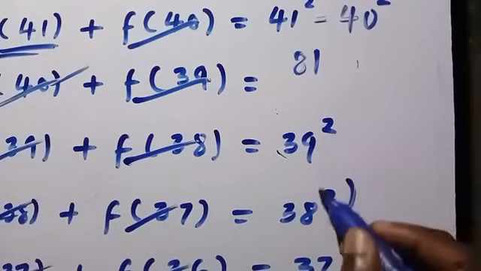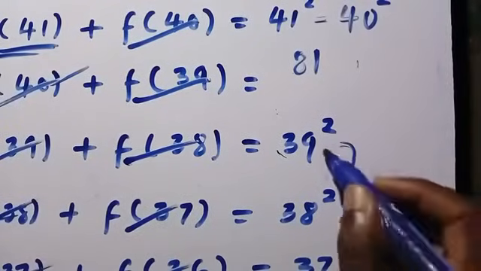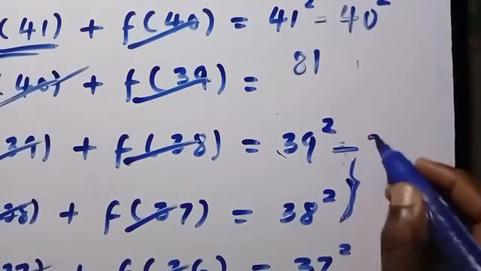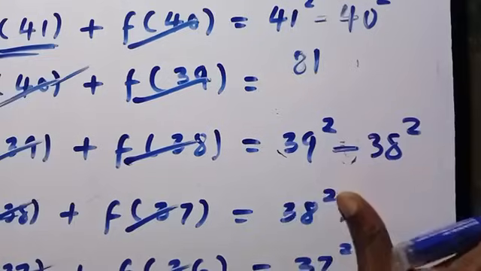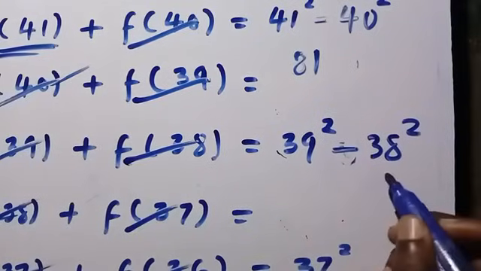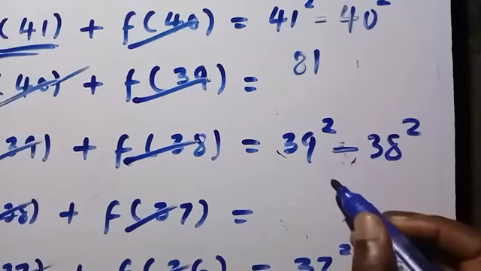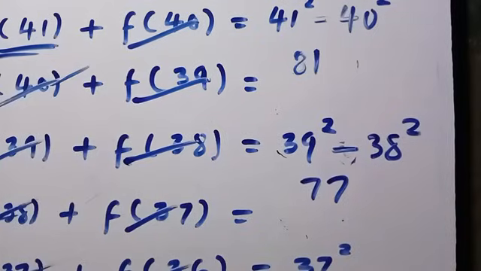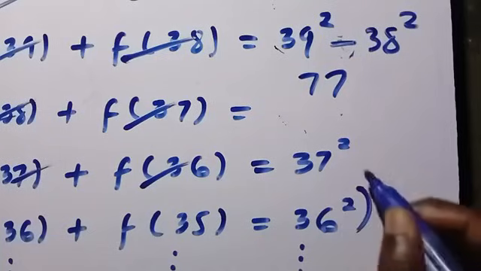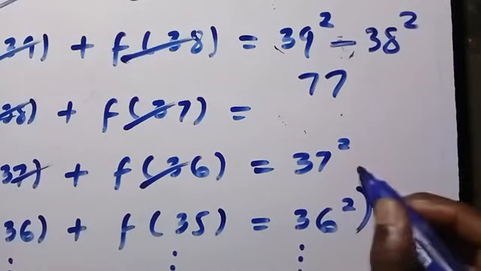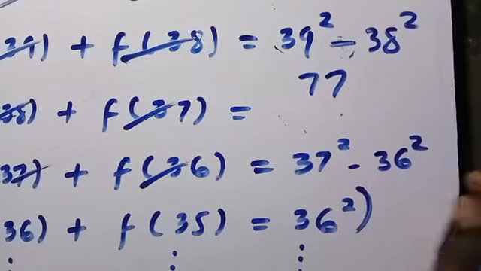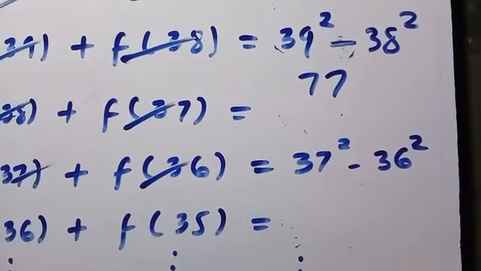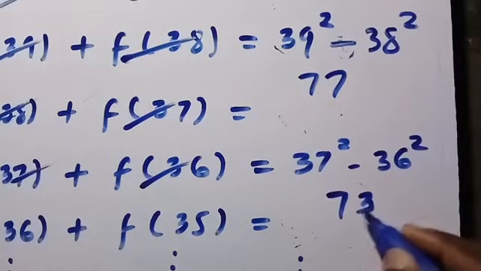And also when we apply the same thing to these two, we have 39 squared minus 38 squared. This also gives us 77. And again, when we take the subtraction of this one as well, we have minus 36 squared, and this one gives us 73.